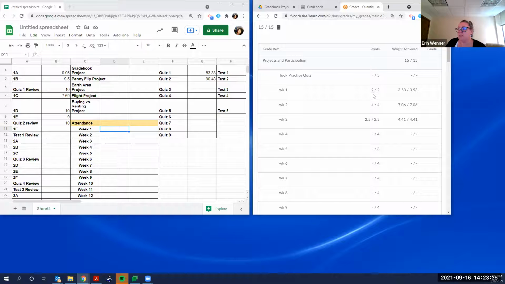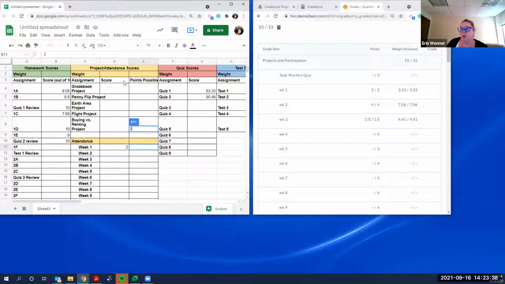So the first thing is that you can see that week 2, I got 2 out of 2. So on my layout, I'm going to put a 2 in here. And then the second column, I'm going to put a 2 in there. Okay, because the second column is the points possible. So I got 2 points out of the possible 2 points. So for week 2, I got 4 points out of a possible 4. In week 3, I got 2.5 points out of a possible 2.5.